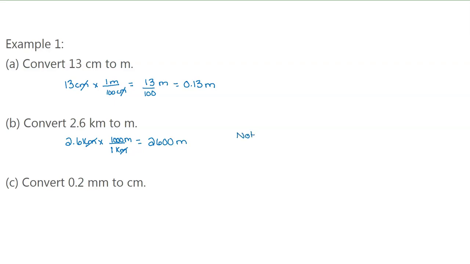So I just want to reinforce that the order that you put the numbers in the fraction is important. So if I have 2.6 kilometers and I multiply that by 1 kilometer over 1,000 meters, then these can't cancel anymore. And what I end up with is a kilometer times a kilometer. I end up with a kilometer squared, which is not going to work. So that is incorrect.